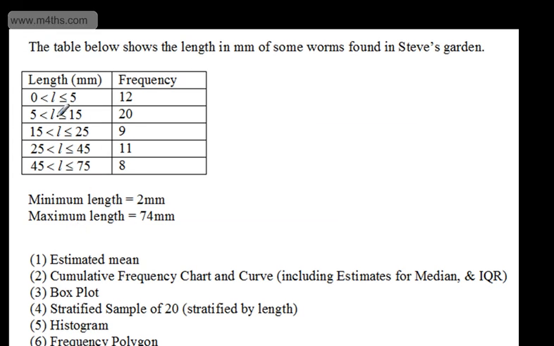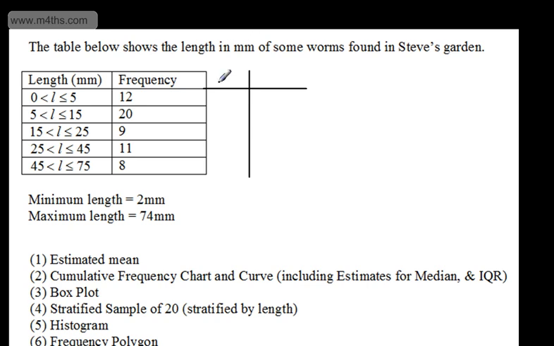This is an estimate because we don't know how long these 12 worms were. We just know that they were somewhere between 0 and 5. What I'm going to do is introduce 2 more columns. The first one is going to be the midpoint. Sometimes you might see this being written as X. I'm just going to call it M, which is going to be the midpoint.